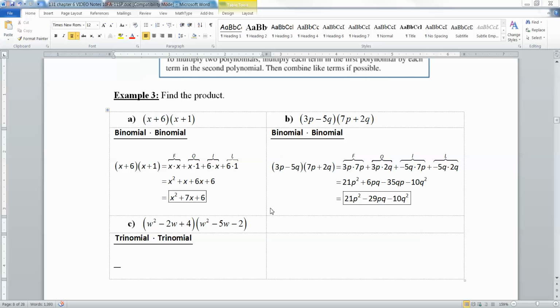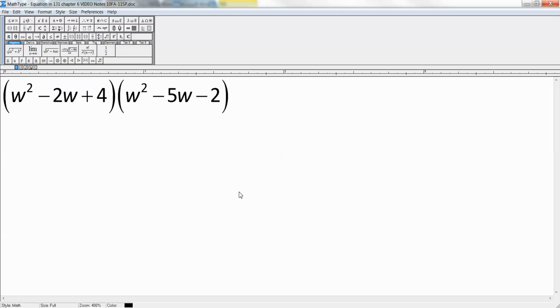All right, so now we finished up binomial times binomial there. So let's do this one, which is going to be a trinomial times a trinomial. Even more complicated, all right? There's a way to line this up, honestly, to kind of help yourself a little bit. So I'm going to teach you that. So you want to do w squared times each of these, right?